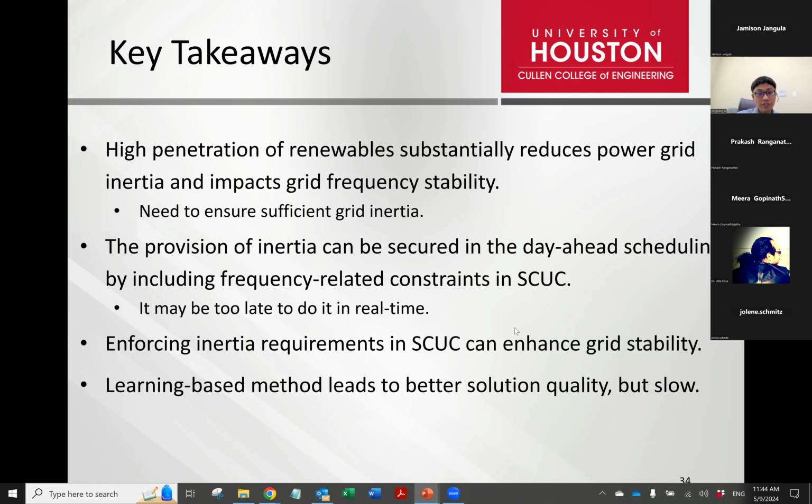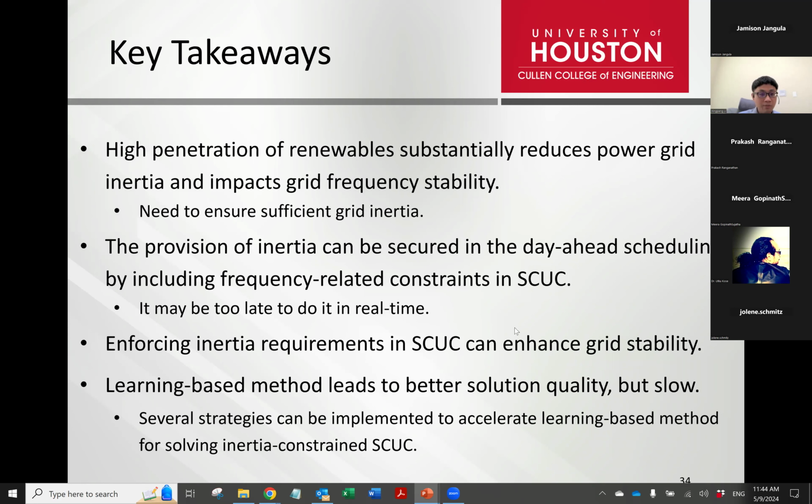Okay. So enforcing inertia constraints in the day ahead energy scheduling model can enhance power system stability, particularly frequency stability in this study. And also the machine learning aided solutions can have a much better performance, but they are much slower. So we may need to develop strategies to accelerate the solving process.